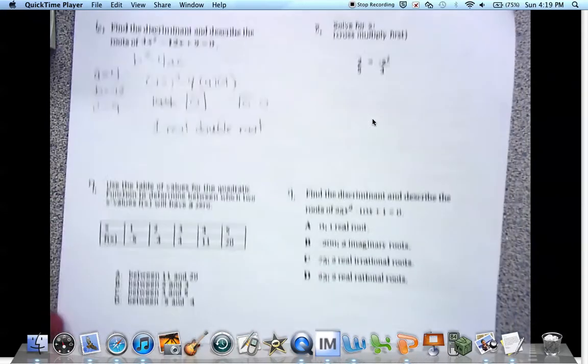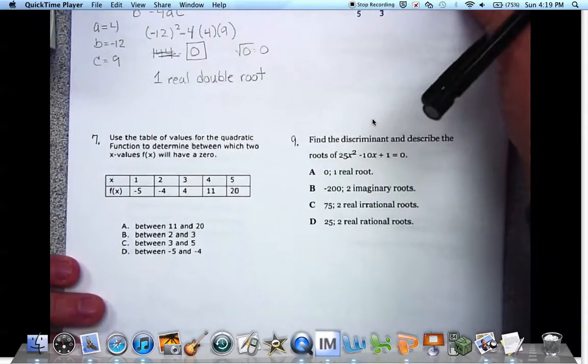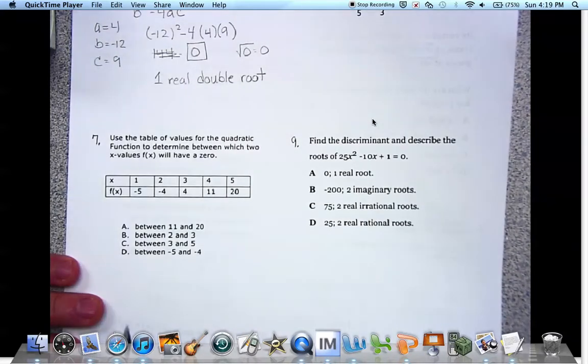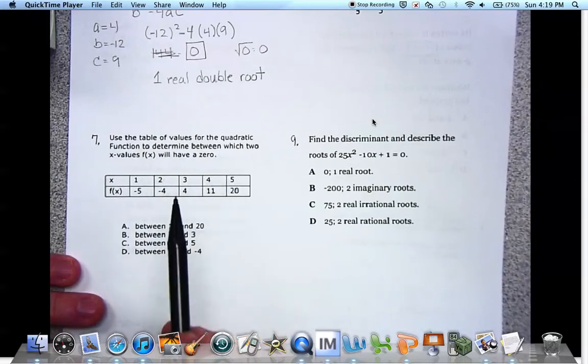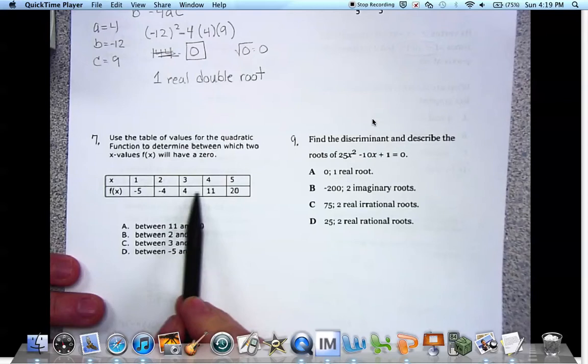Okay, number 7. Use the table of values for the quadratic function to determine between which two x values there will be a 0. Here are the x values, 1, 2, 3, 4, 5, and we're trying to figure out where a 0 is going to occur. If you look at the y's, they go from negative 5 to negative 4 to 4 to 11 to 20.